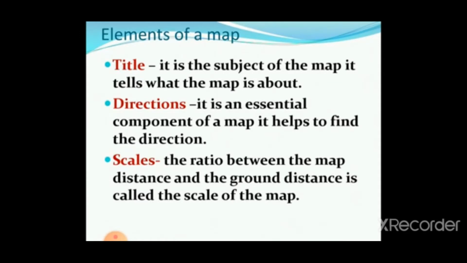The third portion is called the scale. The scale of a map means the ratio between the map distance and the ground distance. That means it is not possible to draw the exact country or a state or a place on a map. So it is reduced to a scale, or it is a miniature form of a place. And each and everything will be there, but in a miniature form or in a small form. So if we want to show a lake, or if we want to show a river, it is not possible to draw the exact there.